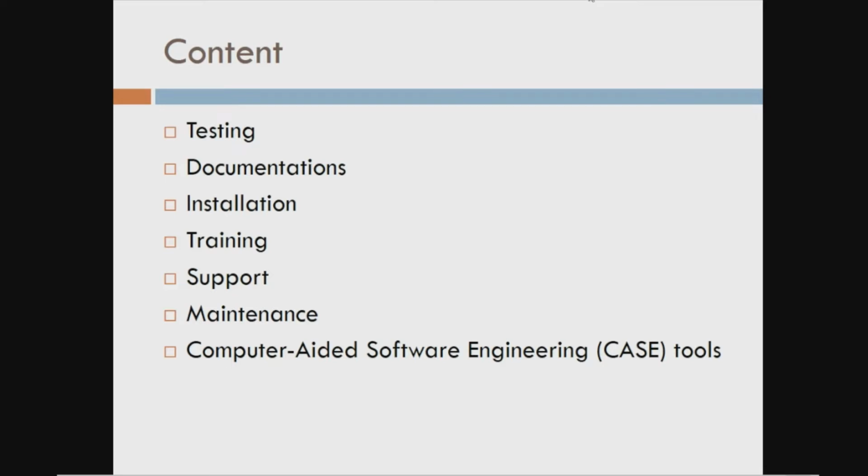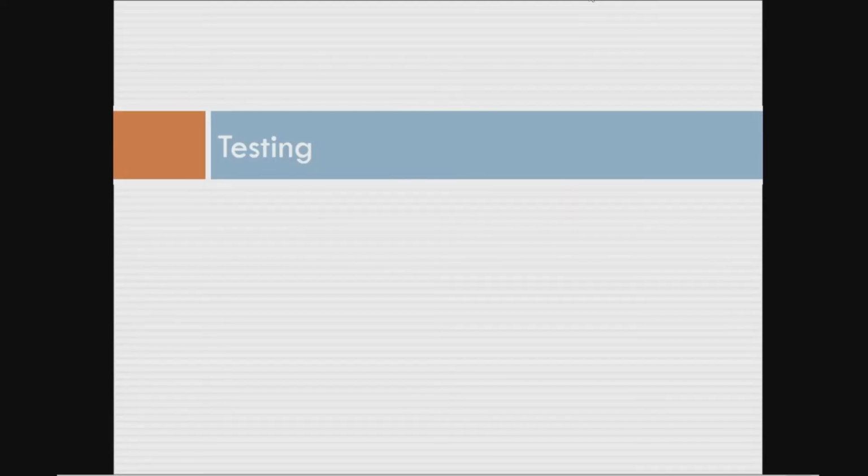Followed by the training part. When we have a new system and we install it, logically in our organization we need to train the users of the system. And then support, maintenance, and then computer aided software engineering tools, or CASE.